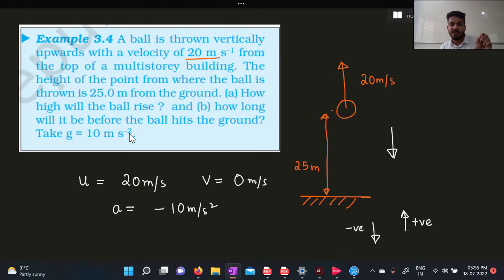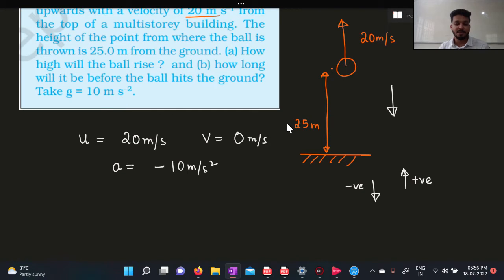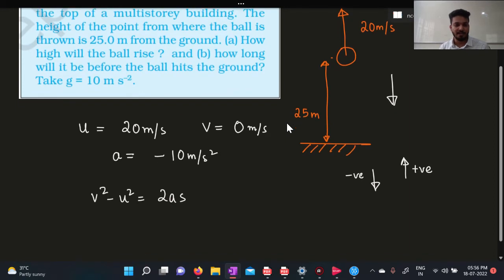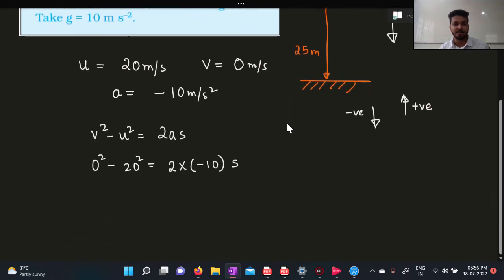Okay, so that is why I have taken the initial velocity as plus 20 meter per second, because I threw the ball upwards. And acceleration is minus 10 meter per second square. Now if I use the third equation of motion, which says v square minus u square is equal to 2as, in here I plug in v square is 0 square, u square is 20 square, 2 times acceleration, minus 10, into s. Here you will see minus minus will cancel and s would come out to be 20 meters.